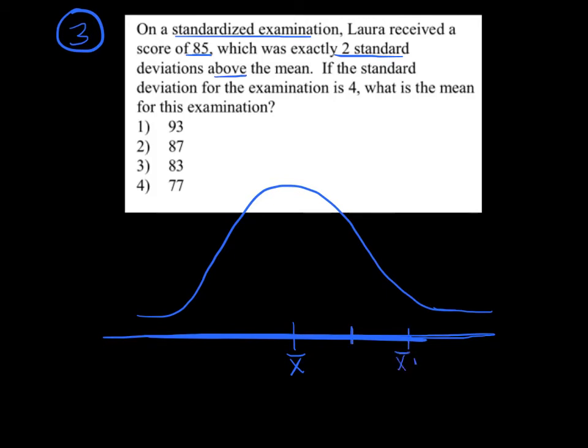So I've got a little x bar plus 2 standard deviations. Notice I've got 2 hash marks there, and that's a score of 85. Now, in this particular exam, the standard deviation was 4 units. So the gap from there to there is 4 units, and then again, the gap from there to there is also 4 units. So what I'm going to do is 85 minus 4 gives me 81 right there. That's one standard deviation above. And I'll subtract 4 again to get 77, and right there, that's your mean.